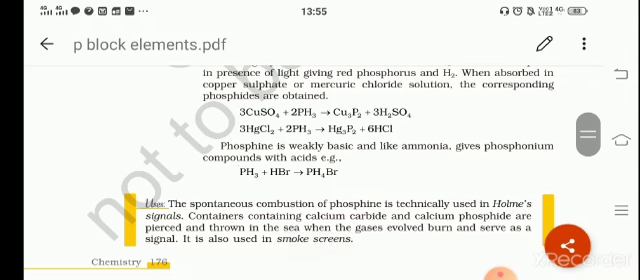Once again I am explaining this. In the Holmes signal, the spontaneous combustion of phosphine gives the vapors of P4O10, the fumes, which is considered to be the signal as a covering gas. It is also used as smoke screens in sea voyages. There is a container in the ship containing calcium carbide and calcium phosphide, which comes in contact with seawater. The gas is released, which gives a burning red signal.